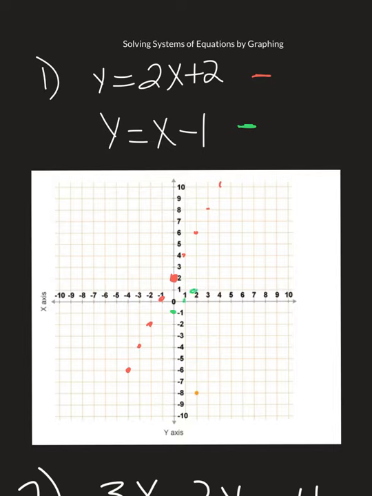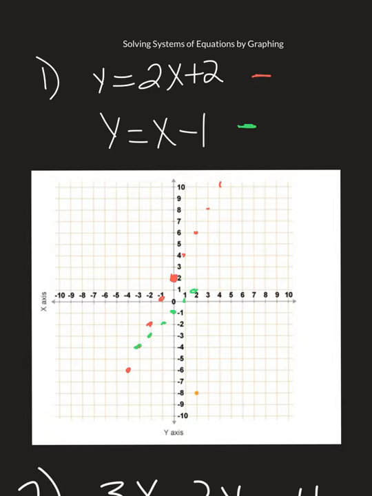But wait, we want to know where these lines are going to cross. It doesn't look like, as we go up, they're ever going to cross. So what we're going to need to do is go down. So we're going to go down 1 over 1, down 1 over 1, and down 1 over 1, and then boom, look what we have.